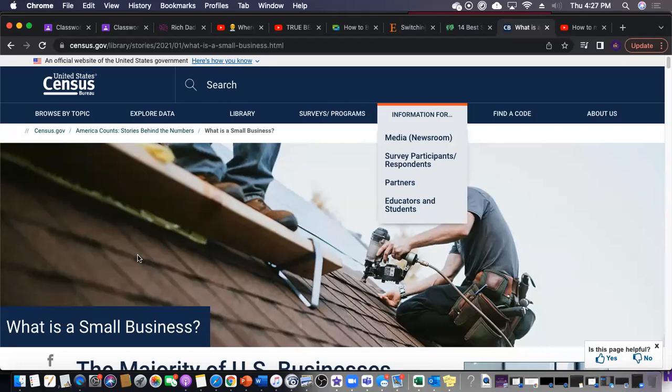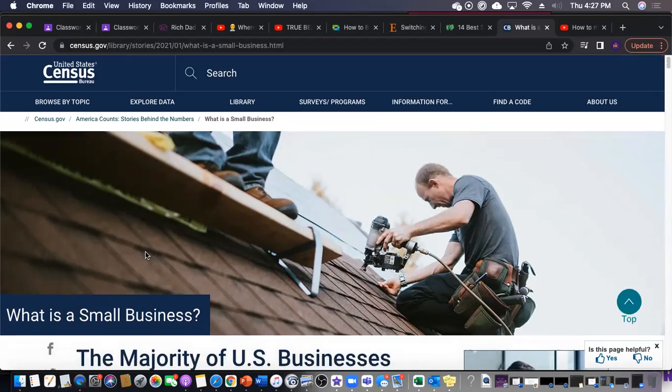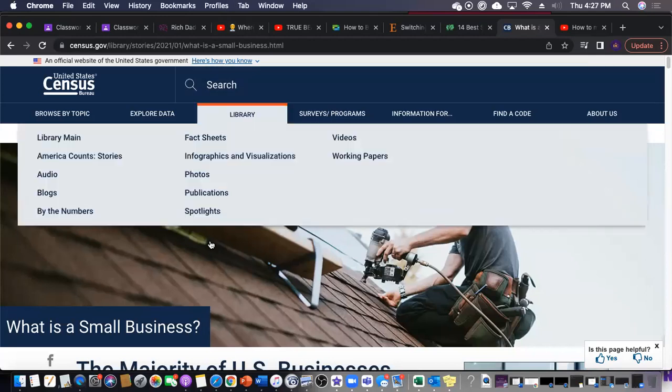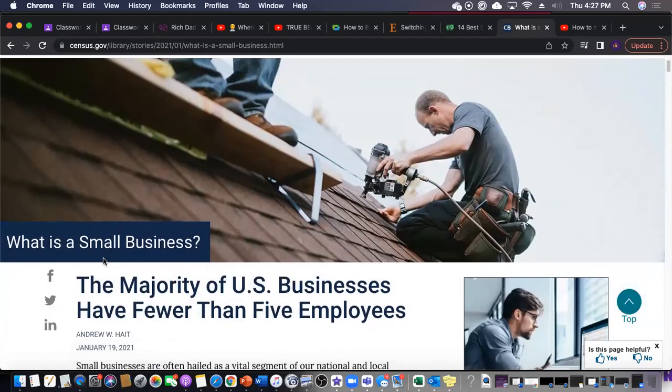This is the United States Census Bureau, the official website of the United States government. You may be sovereign, you may be from another country, things of that nature, but I'm actually in the great state of Tennessee, which is a part of the United States corporation, right? So the United States is actually a corporation, just like other businesses. That's another story for another day, but this is the official website of the United States government. So what is a small business?